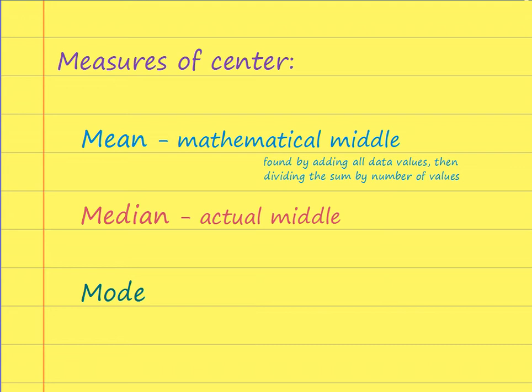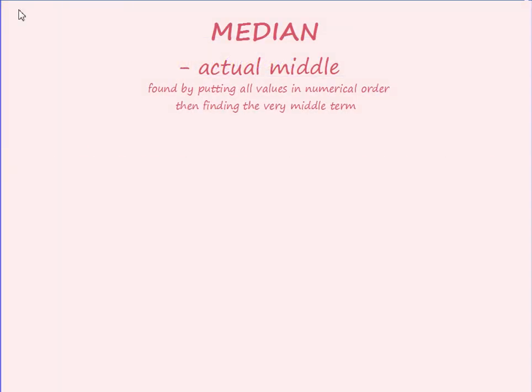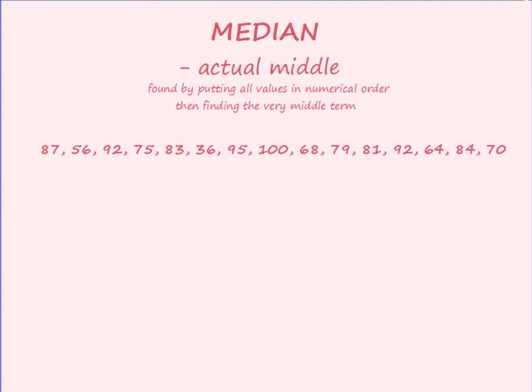Next, let's talk about median. Where mean was the mathematical middle, median is the actual middle of our list of data. And median is found by putting all the values in numerical order, least to greatest, then finding the very middle term. So we're going to find median for our same list of test scores.